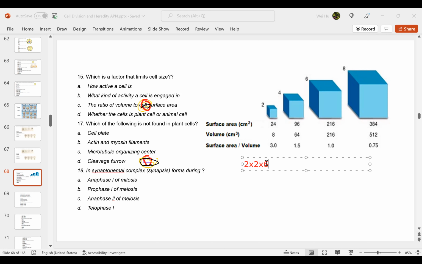So how about the volume? Let's do the volume for this one. You get 2 multiplied by 2 and then multiplied by 2. So side, side, and side multiplied. Okay, so now you can see the ratio of surface area to volume is 3, because 24 divided by 8 is equal to 3. So 24 divided by 8 equals 3. No problem, right? So now let's move to this side.